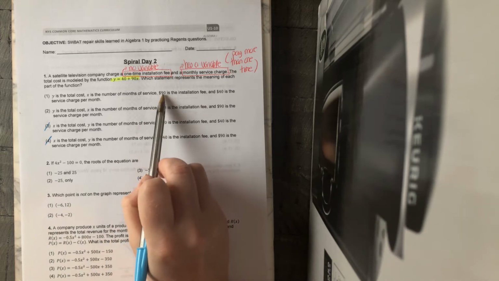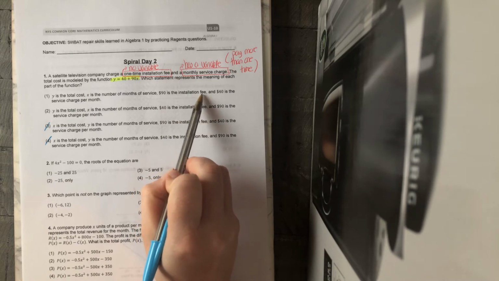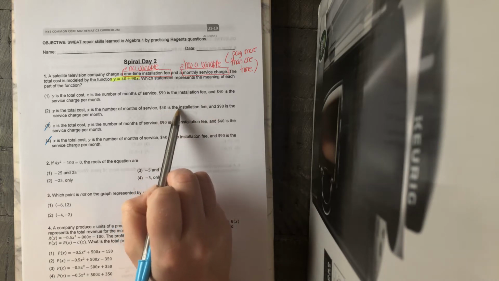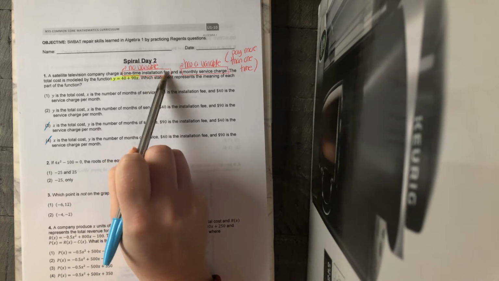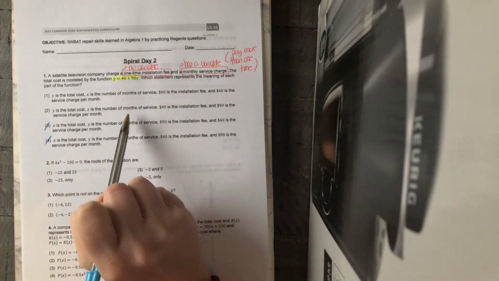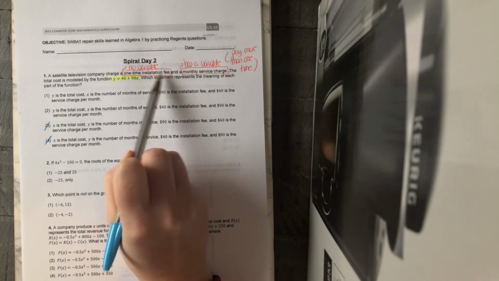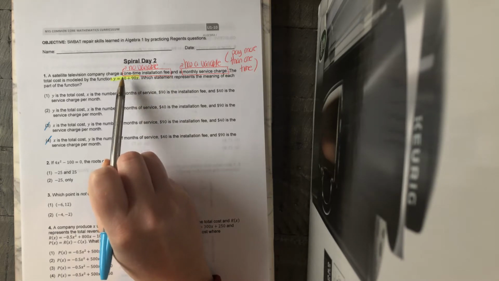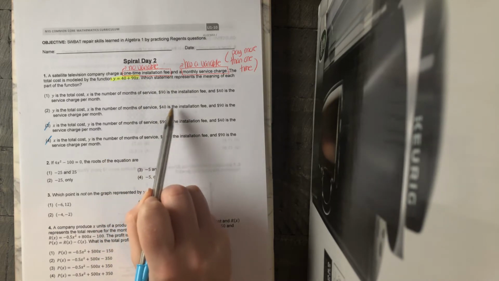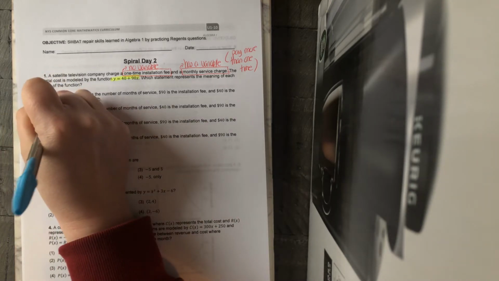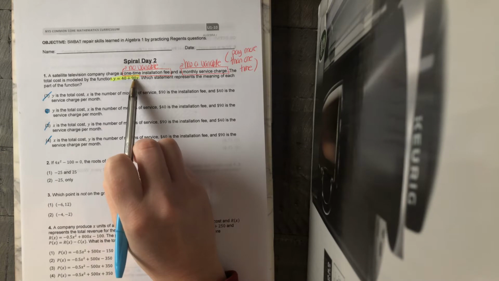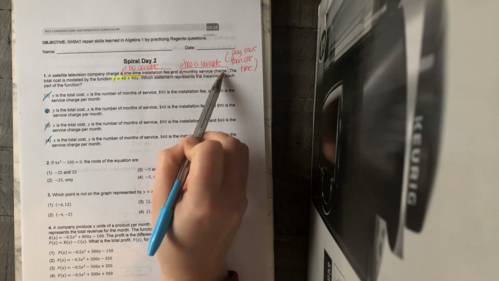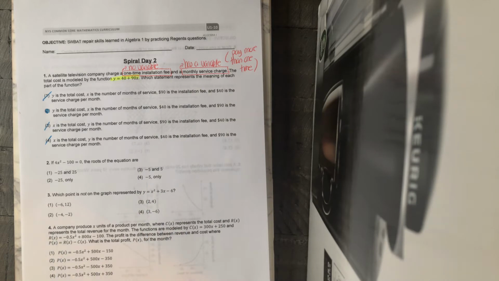This is where it's different. $90 is the installation fee. $40 is the installation fee. Well, I know that the installation fee is a number that should have no variable. So the installation fee has to be 40 because it doesn't have a variable. So 40 is the installation fee. So it has to be choice 2, which means that 90, since it has the variable, 90 was actually the monthly service charge.